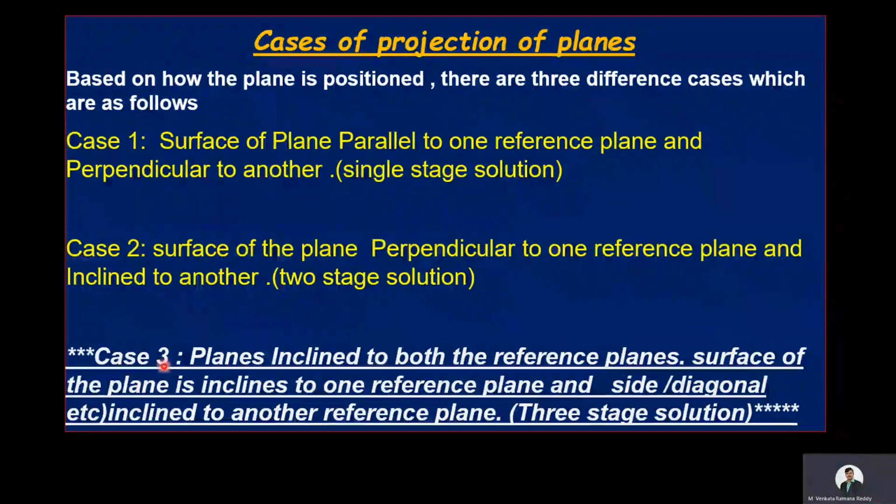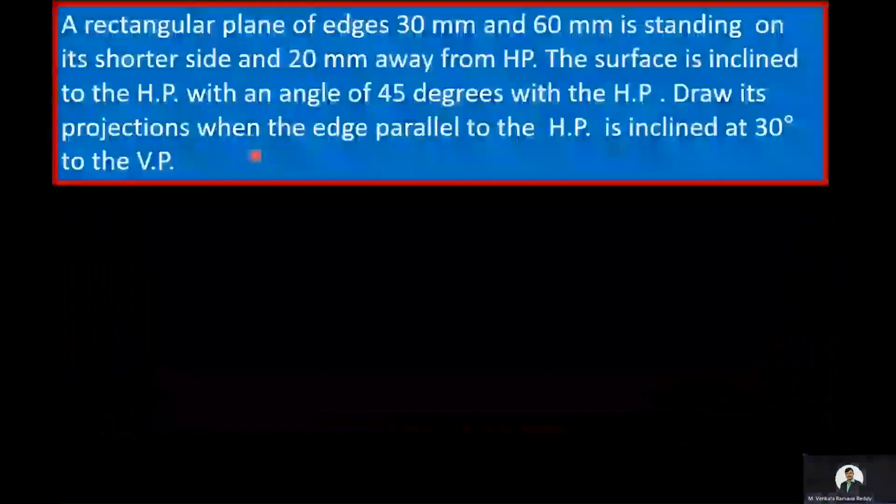Then case 3. Planes inclined to both the reference planes. Surface of the plane inclined to one reference plane and sides or diagonals etc. inclined to another reference plane. It is a three-stage solution case. Among all these cases, case 3 is very important and most of the university examination problems are based on case 3. Now we'll discuss all these three cases with the help of a problem.